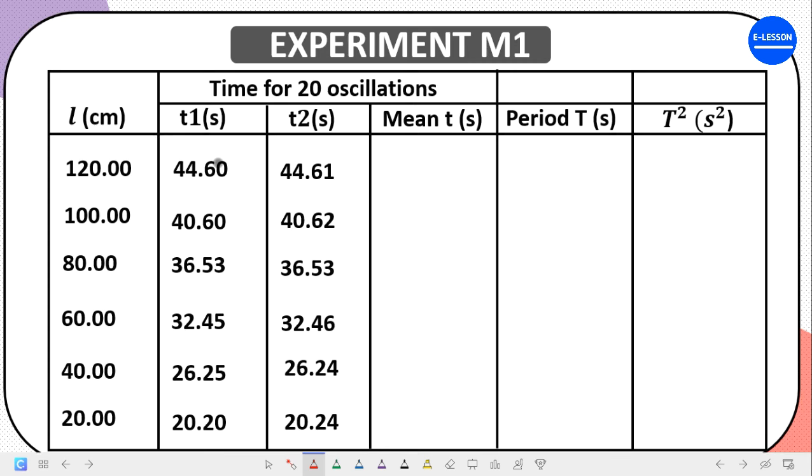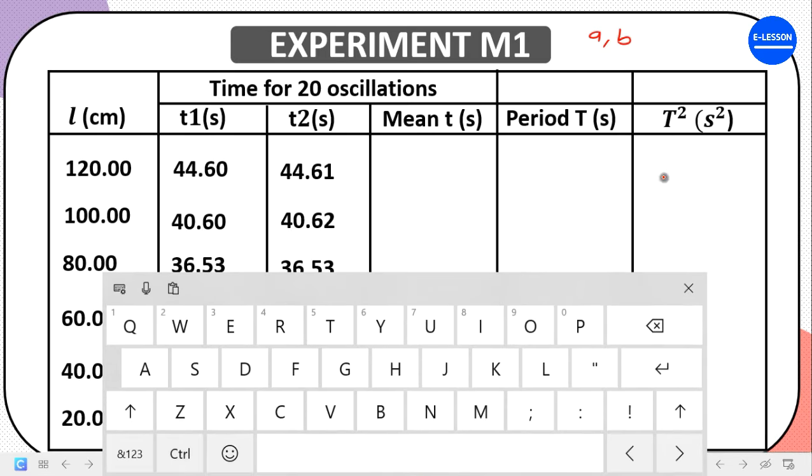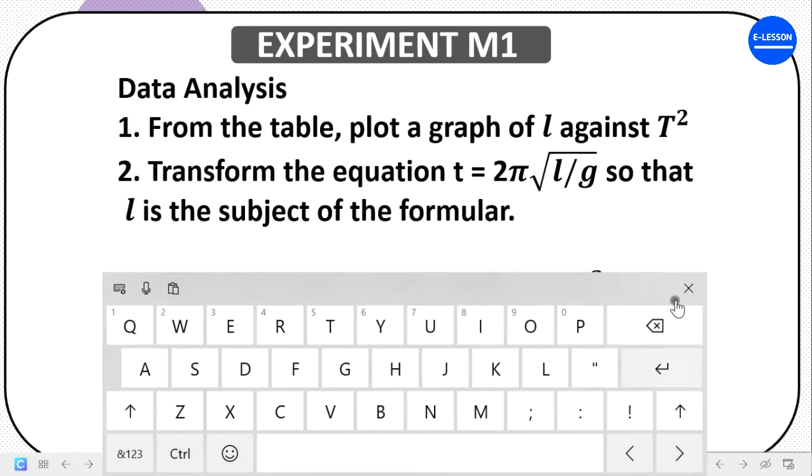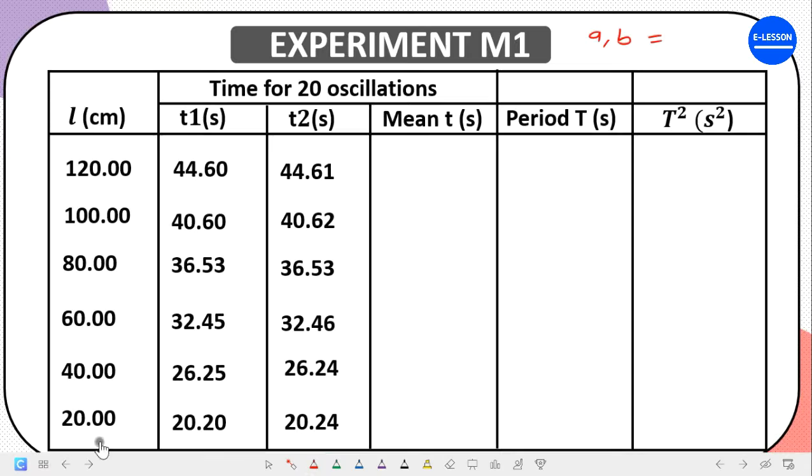Okay, so the first one, we have T1, T2, and then we have the mean. Now, what is the mean? For instance, if you have two numbers, let's say A and B, and they ask what is the mean of A and B, you say the mean of A and B is equal to A plus B divided by 2. So what we are going to do basically here is to add T1 plus T2 and then divide it by 2.